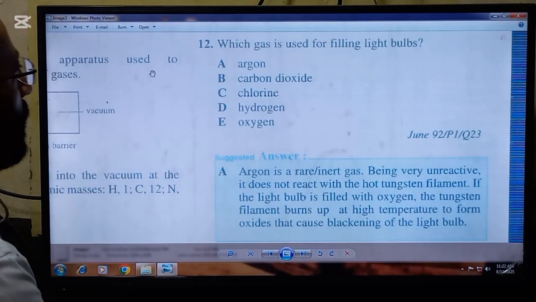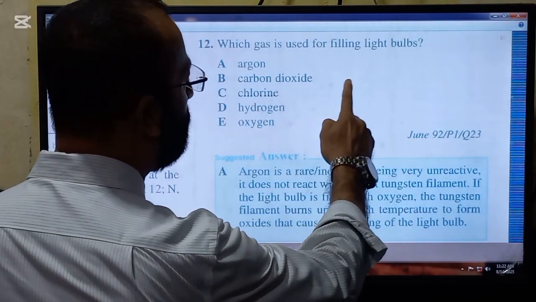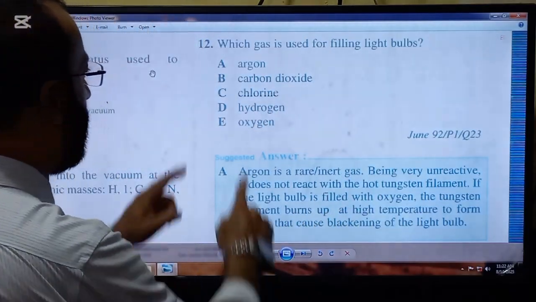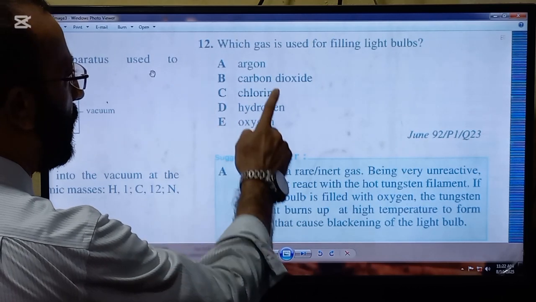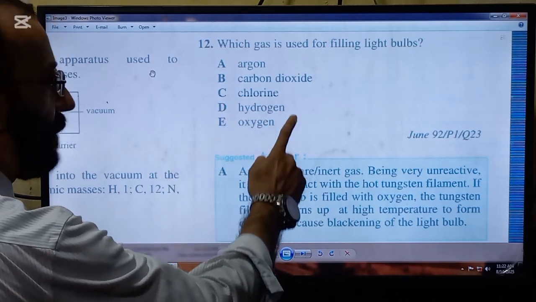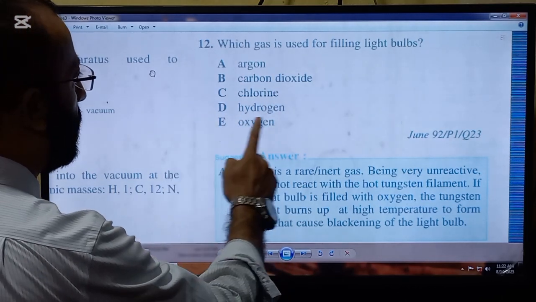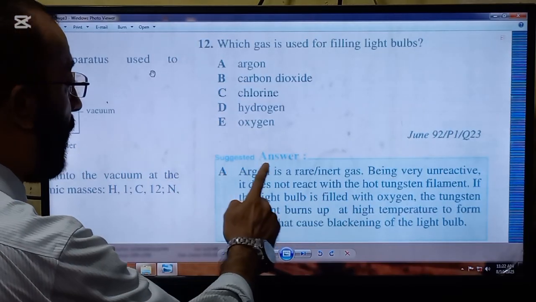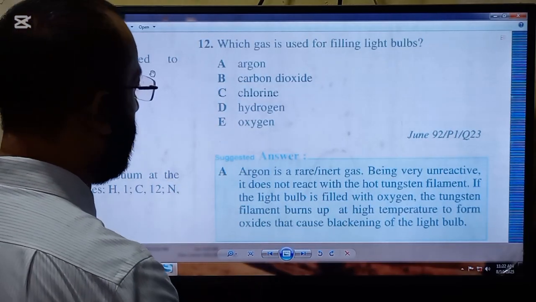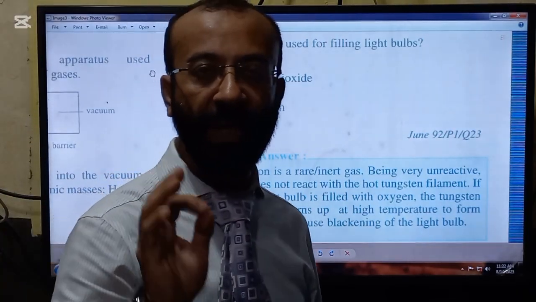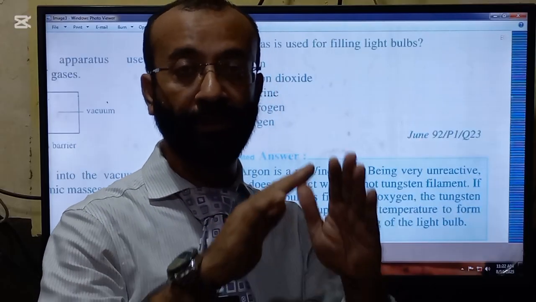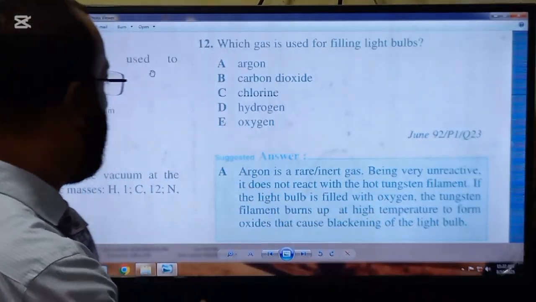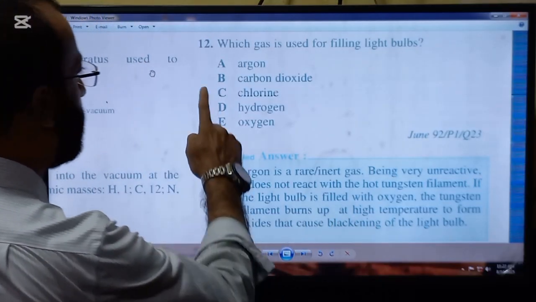Another question is here, which gas is used for filling the light bulbs? And here are the options. A part is argon, B part is carbon dioxide, C part is chlorine, D part is hydrogen, and E part is oxygen. So the key point for this question is argon gas is used for filling the light bulbs. And here is the answer, that is A part.